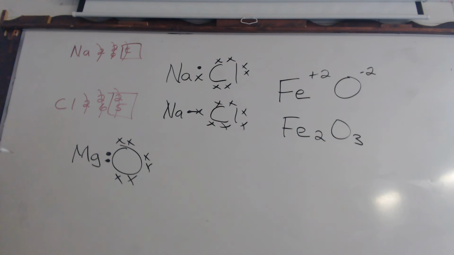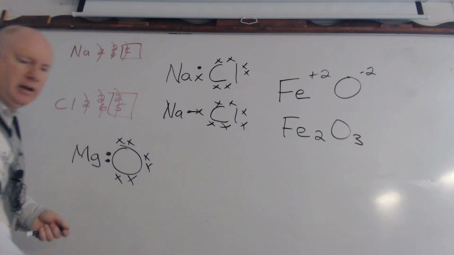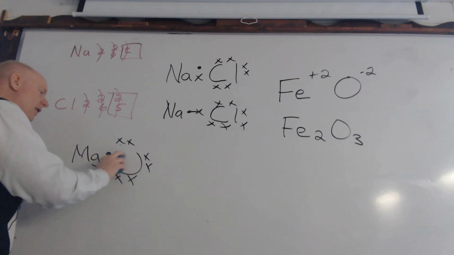You're trying to satisfy an octet, the number 8. If it's a non-metal, you want to get 8 electrons around it. Why this time did you make a circle instead? You wanted magnesium sulfide, didn't you? I thought you said oxide. But we don't have to change anything.